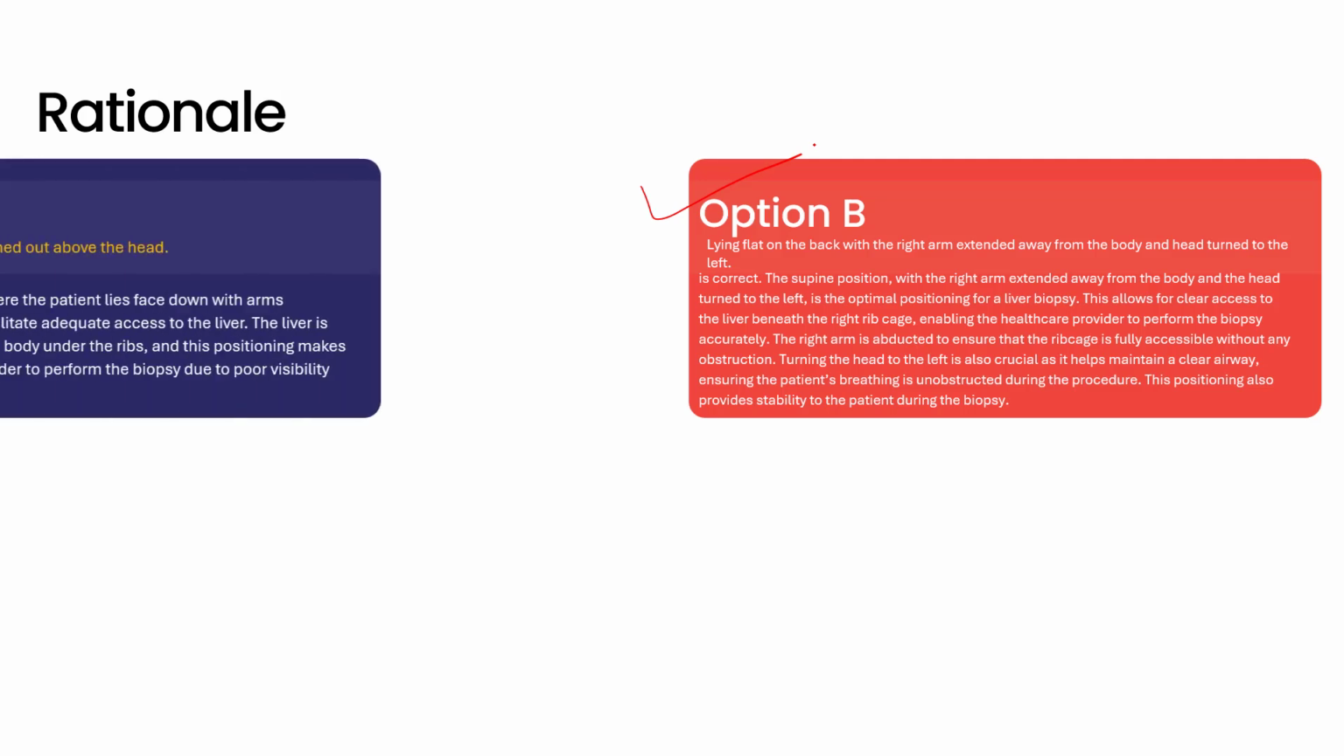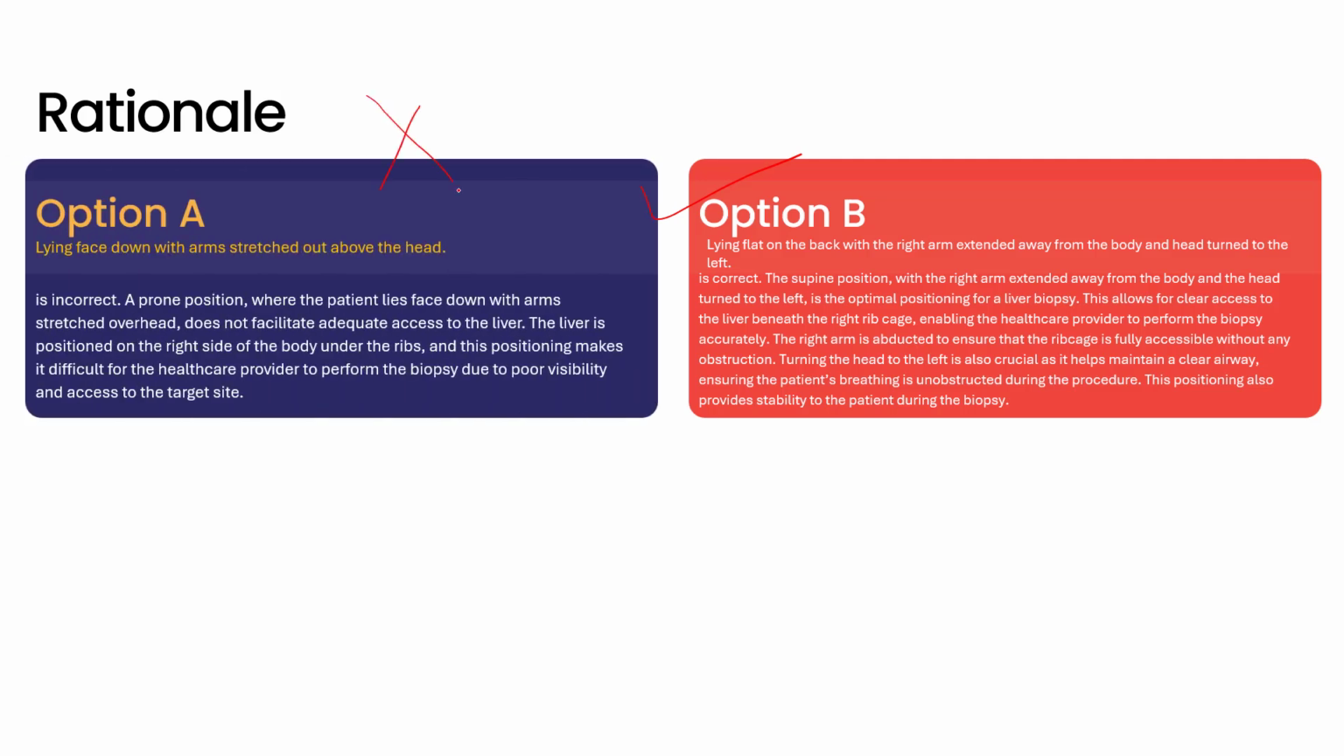A is incorrect. A prone position, where the patient lies face down with arms stretched overhead, does not facilitate adequate access to the liver. The liver is positioned on the right side of the body under the ribs, and this positioning makes it difficult for the healthcare provider to perform the biopsy due to poor visibility and access to the target site. C is incorrect.